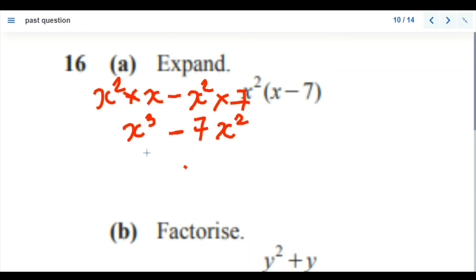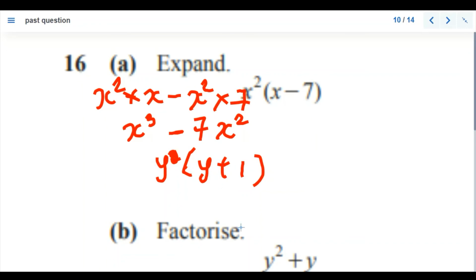And for the b part, we have to factorize y squared plus y. So what we have to do here is look at the common term between the two values. What is the common variable between y squared plus y? The common variable is y. So we are bringing y out of the bracket and we are writing the remaining values as a term. So we have y into bracket y plus 1, because y is what is common.